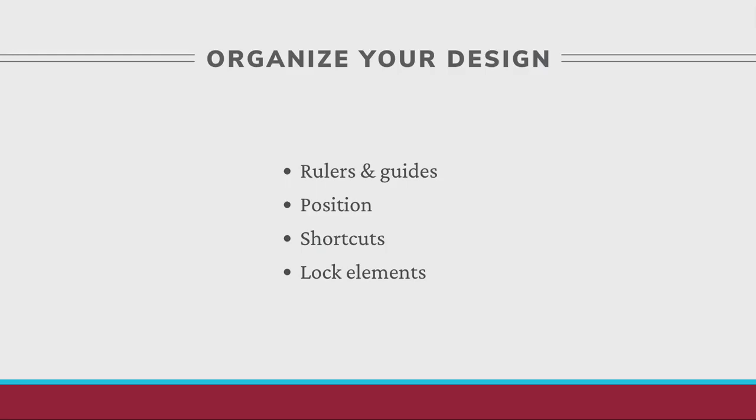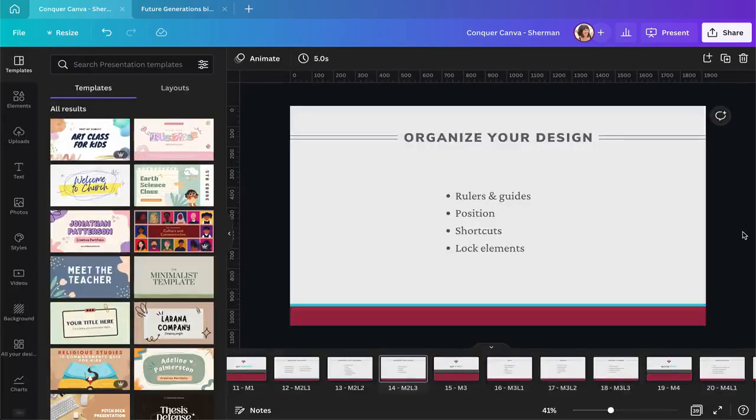In this lesson, we're going to take a look at how to organize your design. I'll show you how to use rulers and guides, how to use the positioning tool. I'll show you some shortcuts to make things easier, and how to lock elements. One of the easiest ways to make your design look professional is by aligning things properly.